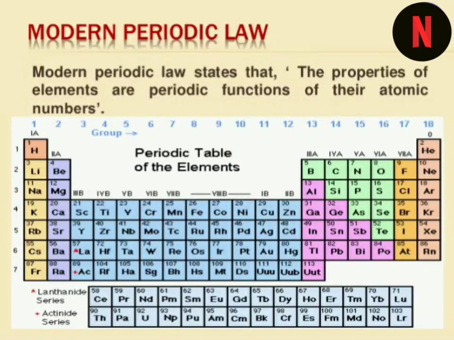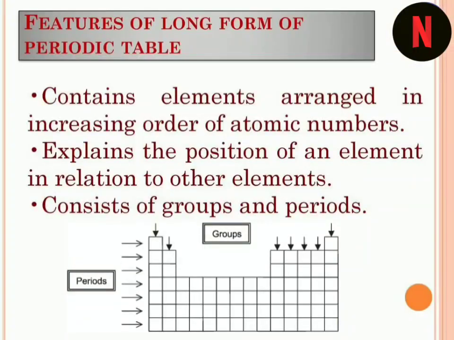The elements belonging to the same group will have similar properties. For example, lithium, sodium, potassium, rubidium, cesium and francium are the elements belonging to the first group, and all these elements will have similar chemical and physical properties. The modern periodic table is also called the long form of the periodic table. According to the modern periodic table, the elements are arranged in the increasing order of their atomic numbers.